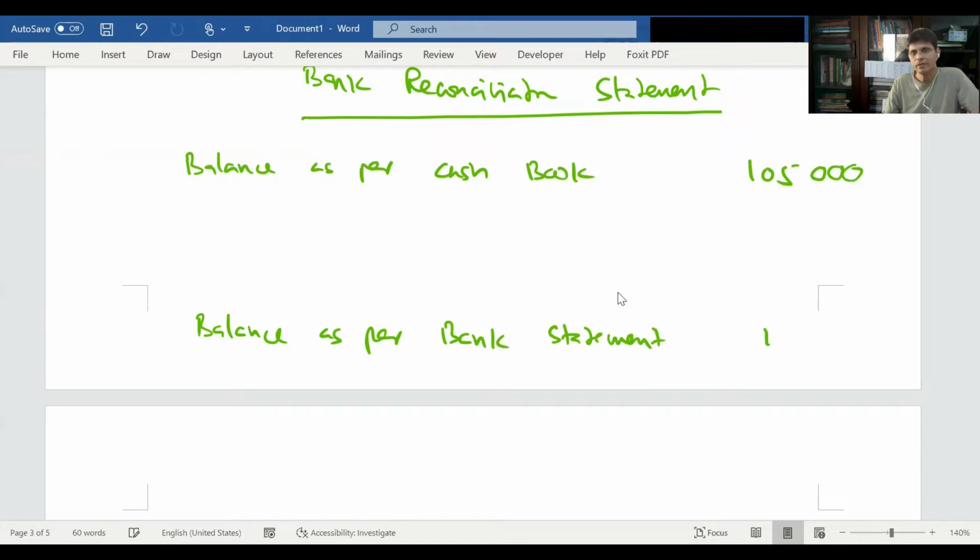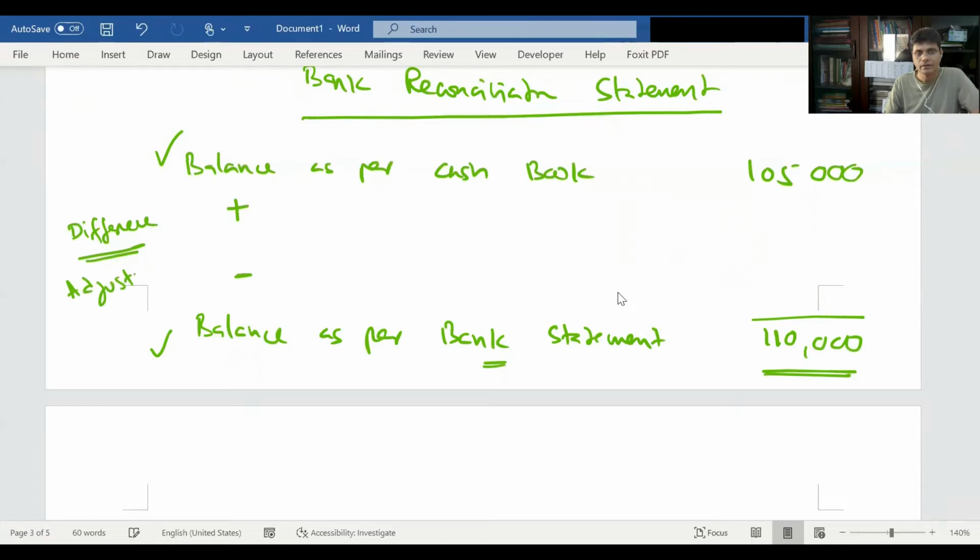Balance as per bank statement is 110,000. So when you start with the cash book balance, we should arrive at the bank statement balance. In between, there will be pluses and minuses for the differences, the adjustments we have to make. Either there will be an addition or a deduction.